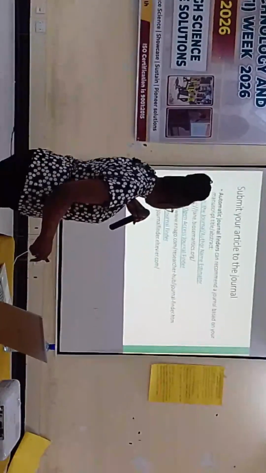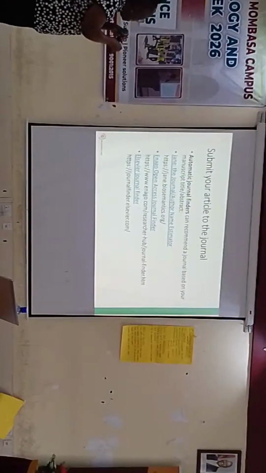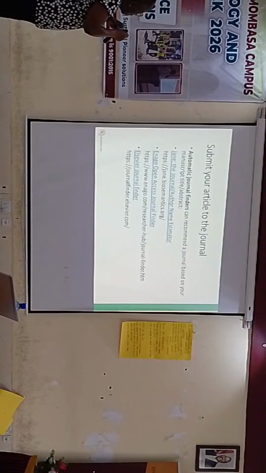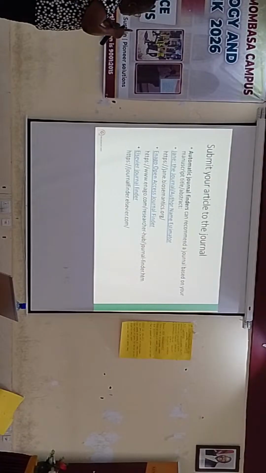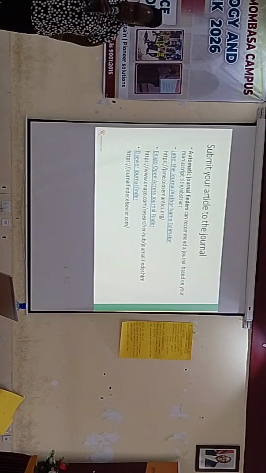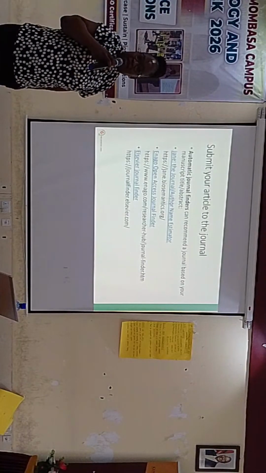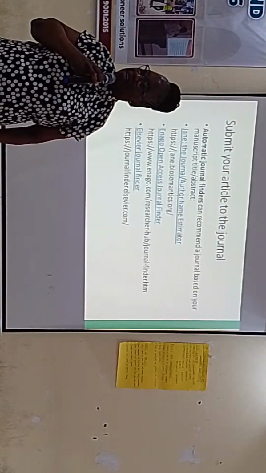Okay. So there are several. So biosemantics, Enago, open access journal finder. So you use those links. So those are three automatic journal finders. But you can also ask ChatGPT. I can open here. I can, based on your title.